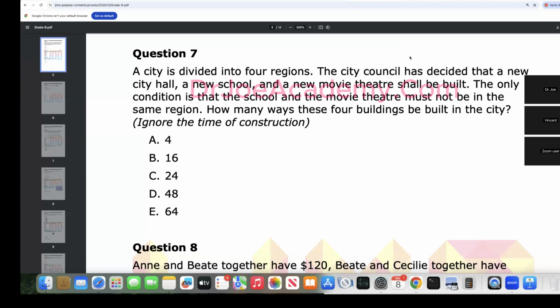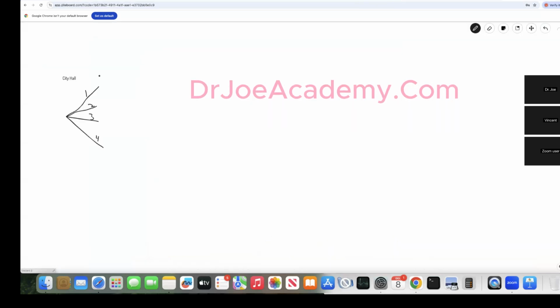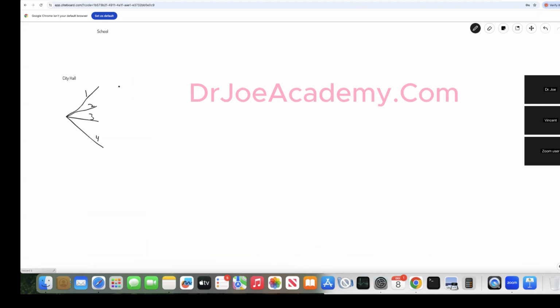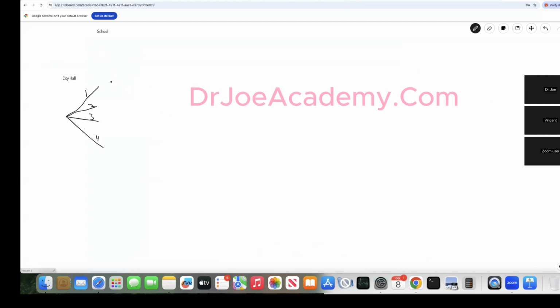And then we do the new school. How many different areas can the school be put in? It could be four. Yeah, four areas, because the city hall and the school can be in the same area, so the school still has four options to go into, right?